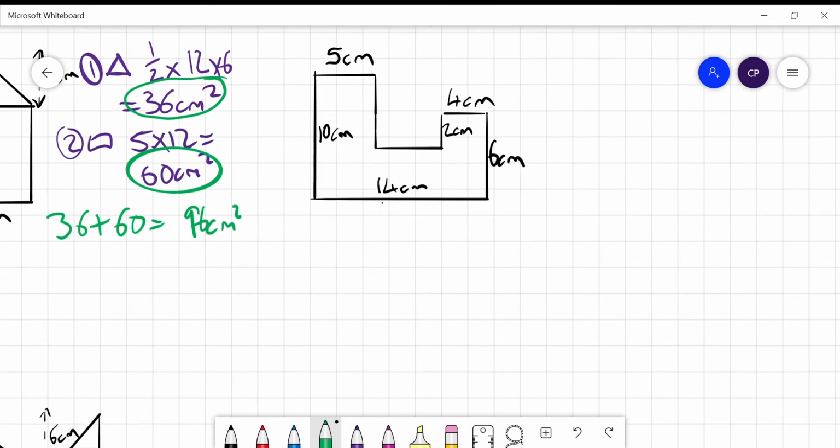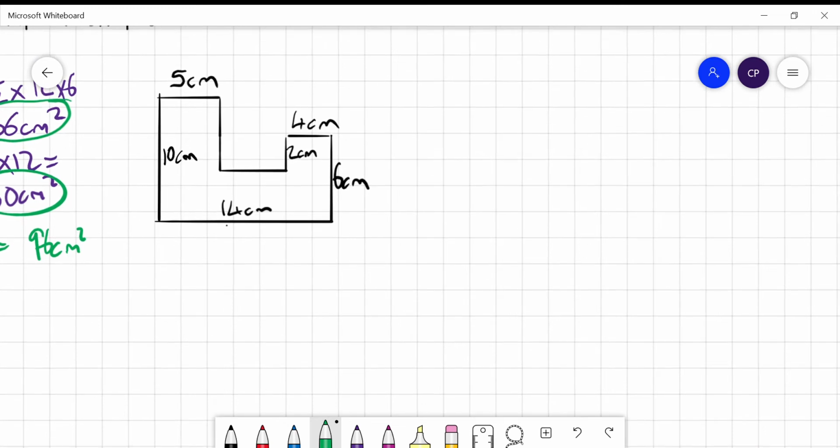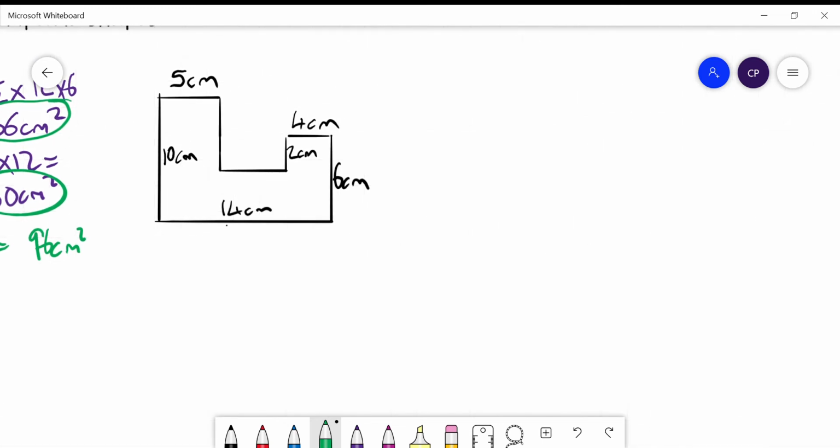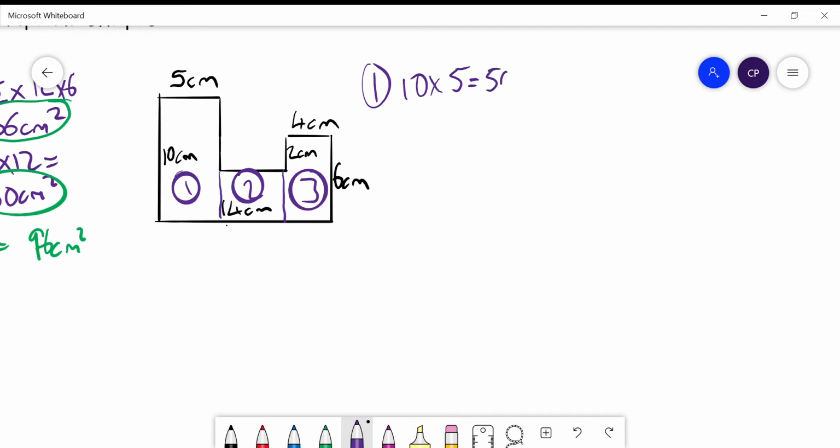We're going to now have a look at this one over here. You'll notice it's made up of just rectangles. You can divide it in different ways, so it really depends how you want to divide it. But I'm deciding today to make 3 rectangles like this. And again, I'm going to label them 1, 2, and 3. So it's a little bit easier to work them out. So for 1, I need the length times width. So I've got 10 by 5 for that one. And that's going to be 50 centimetres squared.